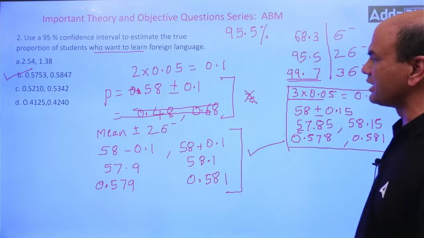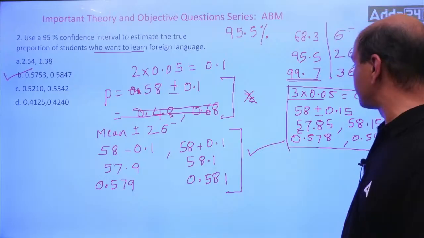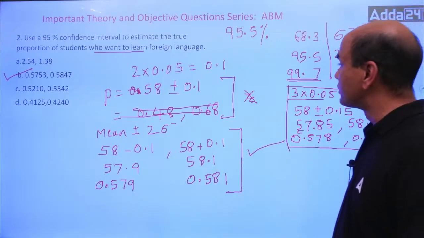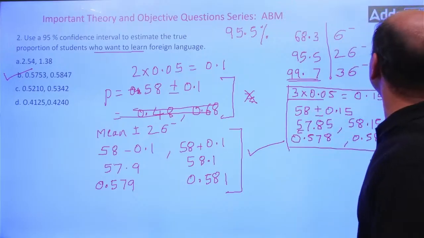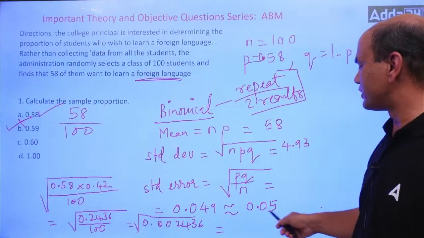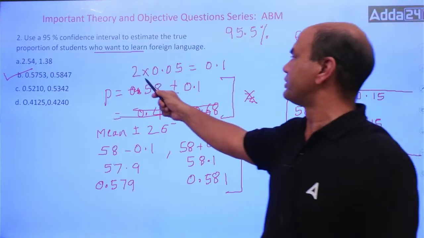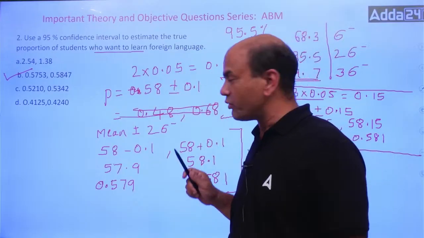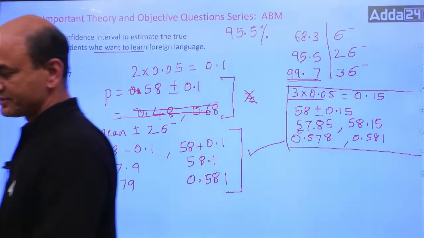So do you have the standard error? We already found it out in the earlier problem. Actually it was not required, but then also I gave you. So 95.5 means 2 into, what was the standard error? 0.05. So multiply this, 2 into 0.05. So it is 0.1. So what do you mean by this?